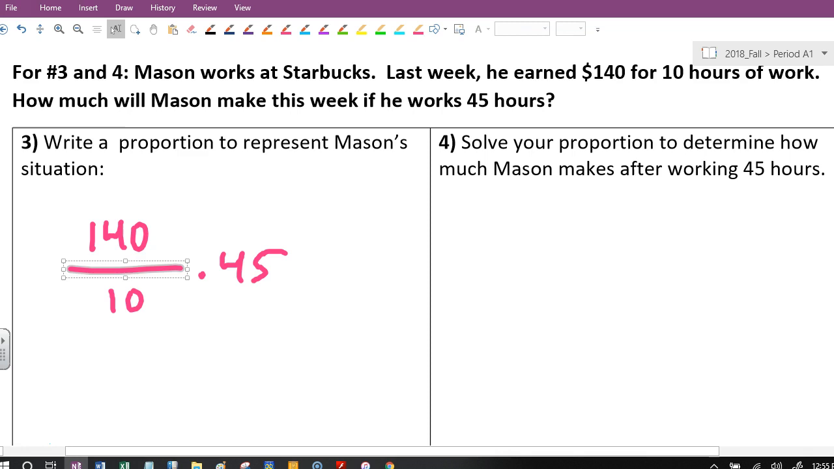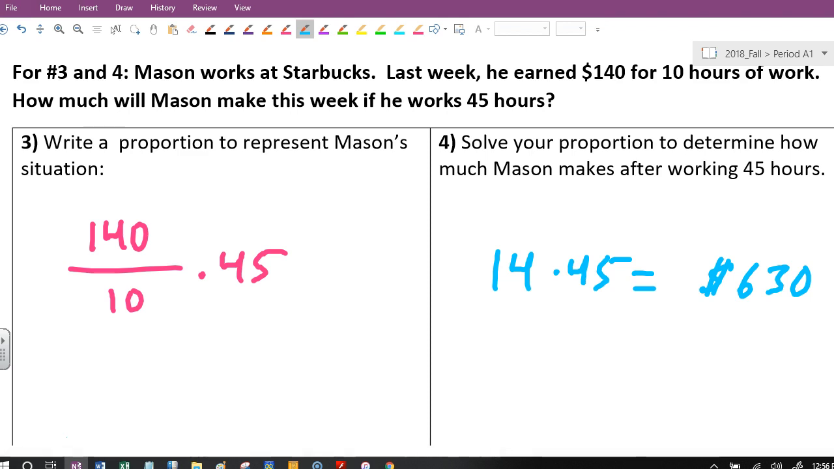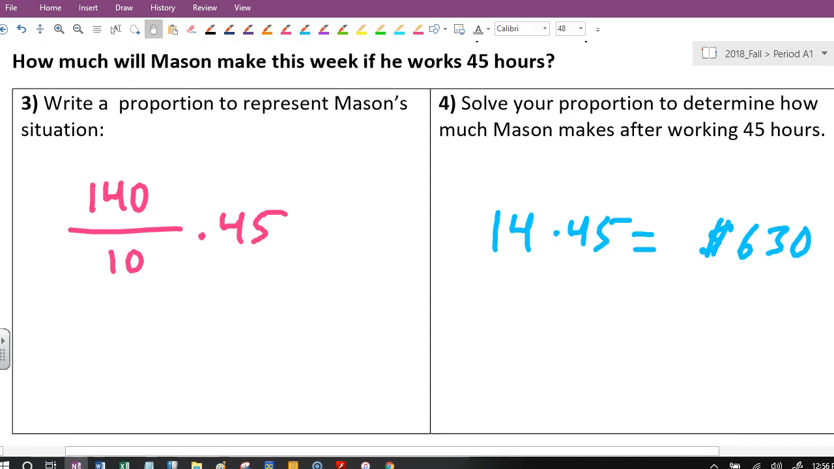So 140 divided by 10 hours is going to give us how much for every 1 hour. Please make sure you're writing this down. And then you're going to multiply that times 45. Okay. What's 140 divided by 10? 14 bucks every hour times 45 is, I believe it's 630. Yeah, that's what I got. Just write it down. Any questions on that one?